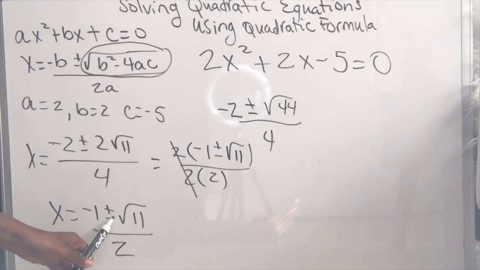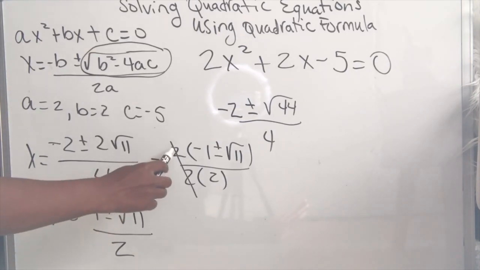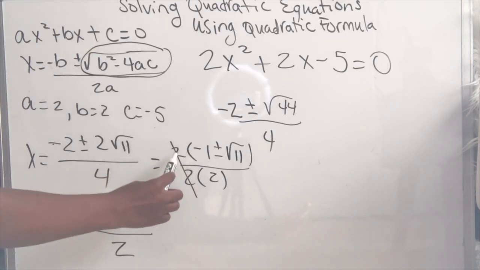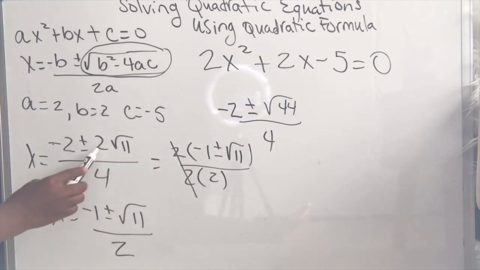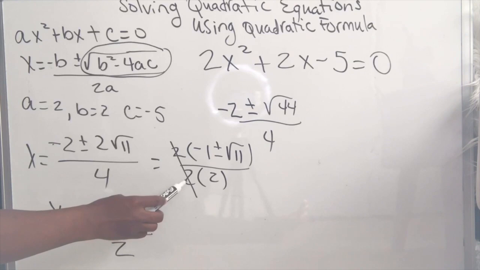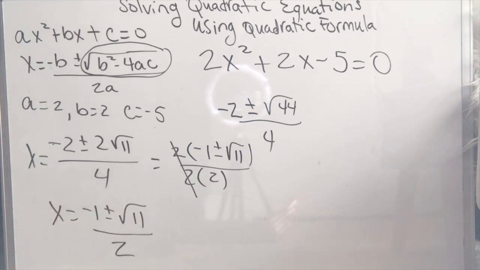And remember, that's an imaginary 1. And if I put this 2 back, I would get 2 times negative 1 is negative 2. And 2 times this imaginary 1 gives me 2. And then 2 times 2 is 4. So I was able to take a 2 out of top and bottom. And I'm left with negative 1 plus or minus imaginary 1 square root 11 all over 2. And that's your answer. So let's try another one together.